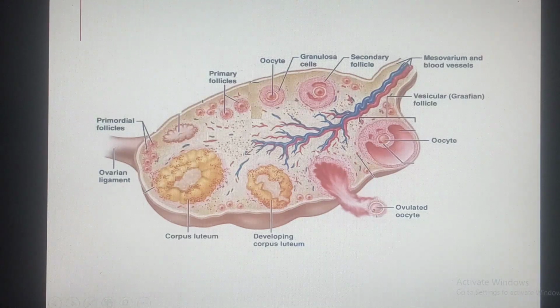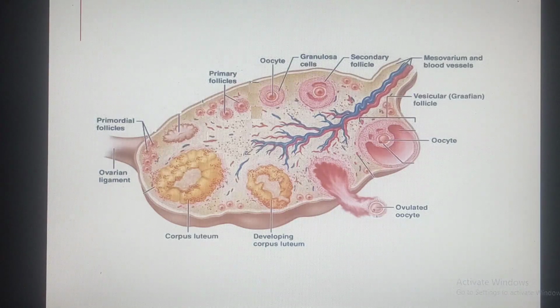Now remember that every month about 15 to 20 of these primordial follicles will be selected to go through the development, but usually only one will become the mature follicle or the Graafian follicle. The rest will die on their way in a process known as atresia. If you remember, I told you that in the female, after the mitotic division around the 5th month of intrauterine life, you have about 7 million primary oocytes, but most of them will die, and by birth you are going to have about 1 million of these primordial follicles.